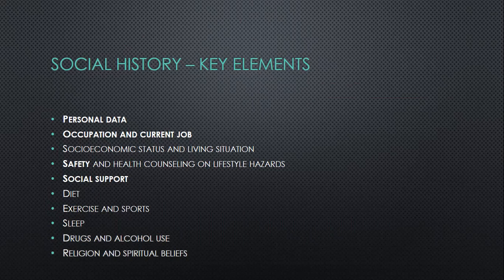Okay, so we have to focus on the socioeconomic status and living situation, the safety and health counseling on lifestyle hazards, social support. It is also important because, for example, does the patient live alone or do they have the support of children or a wife or husband? In any case, for example, a spouse, right? A partner. This is actually really important and it may not seem like it, right?